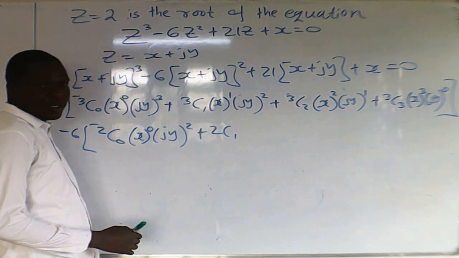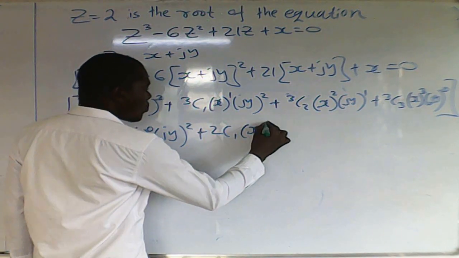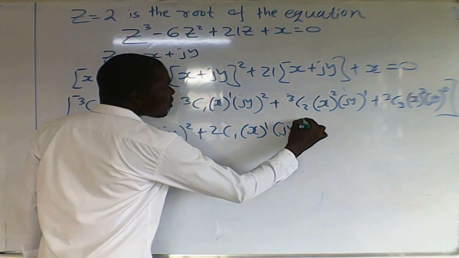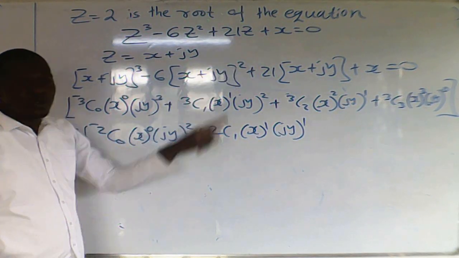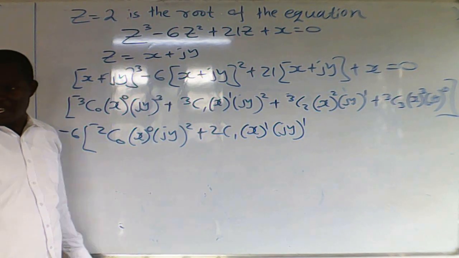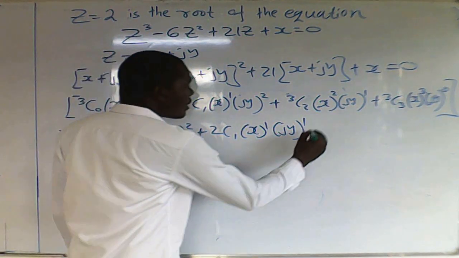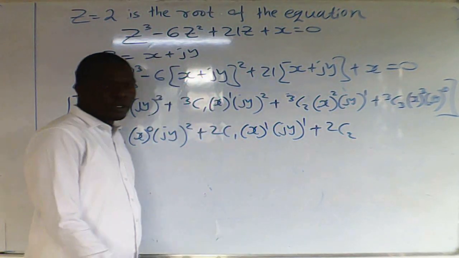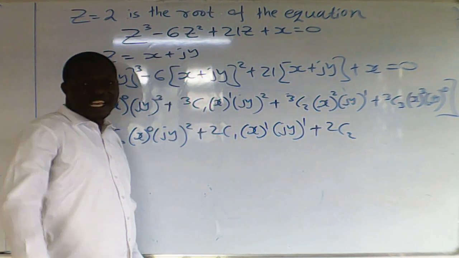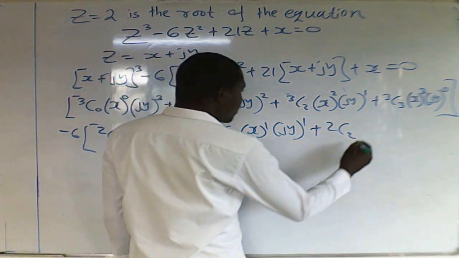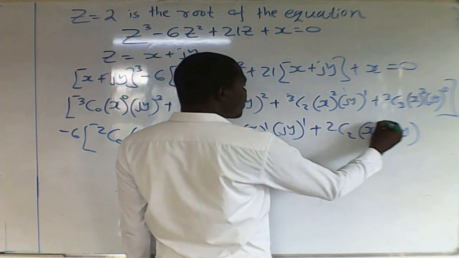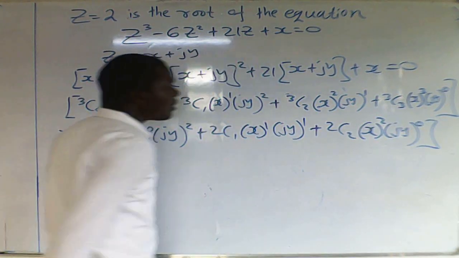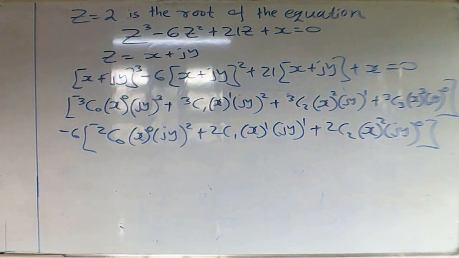Coefficients of binomial, isn't it? Then x is raised to power 1, jy is raised to power 1, because the sum of the 2 powers must add up to 2, isn't it? 1 is increasing, 1 is decreasing. Then the next is 2 combination 2. So 2 combination 2 means you get the last term, isn't it? So 2 combination 2 into x and jy. So x is now raised to power 2, jy is raised to power 0. You are done with that?